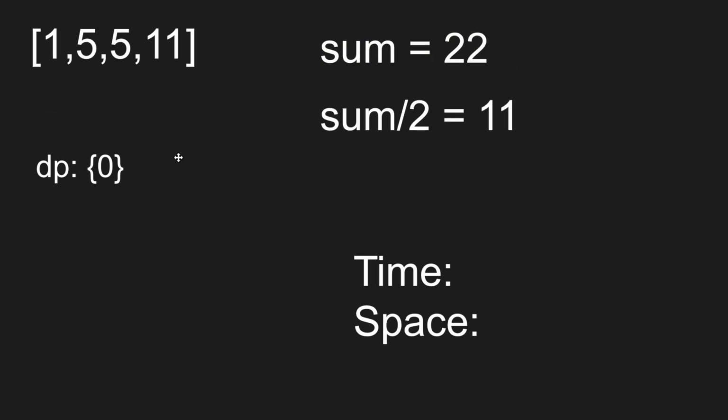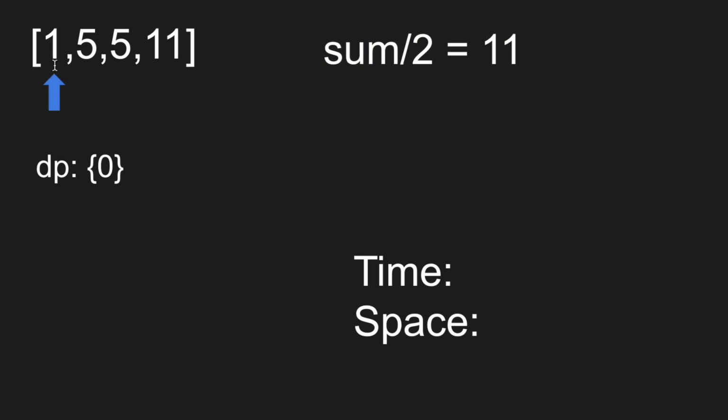So let's go over this example real quick. First we start at 1. We will add 1 to 0. And now we can move to the next element since we have added everything. Now we are at 5. We can add 5 to 0 and 5 to 1. So we will add 5 to 0, and then we'll add 5 to 1, which is equal to 6. And then we can move to the next element.